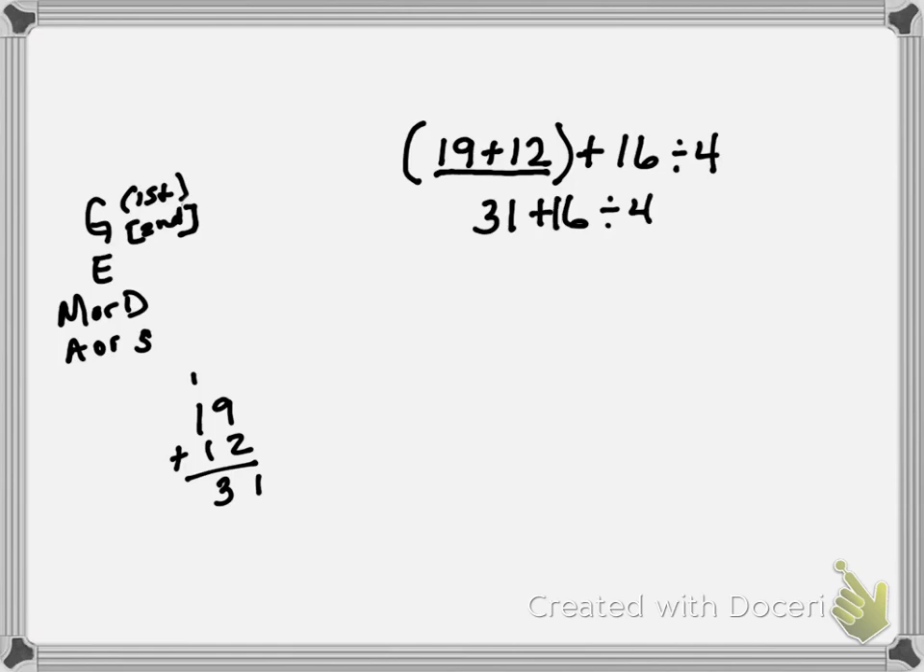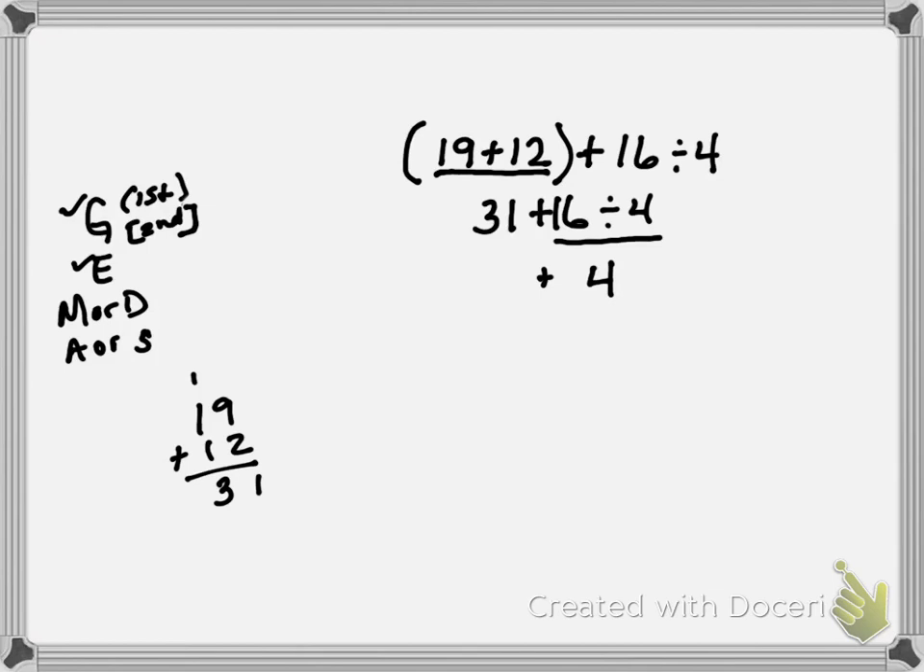Okay. And after we have cleared off our grouping symbols, now we can follow the rest of the order of operations. As you can see, we have to clear out any multiplication or division that's in this expression. That means that 16 divided by 4 must be solved first before we can add. So 16 divided by 4 is 4.